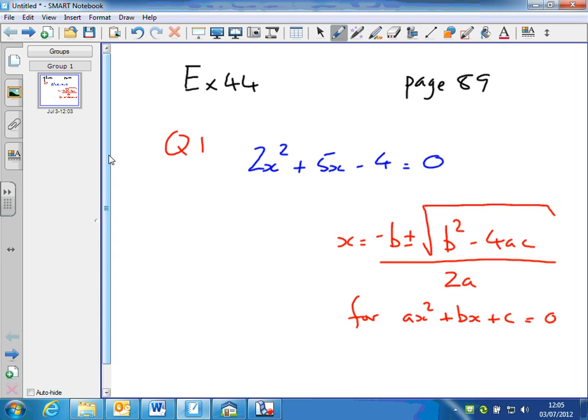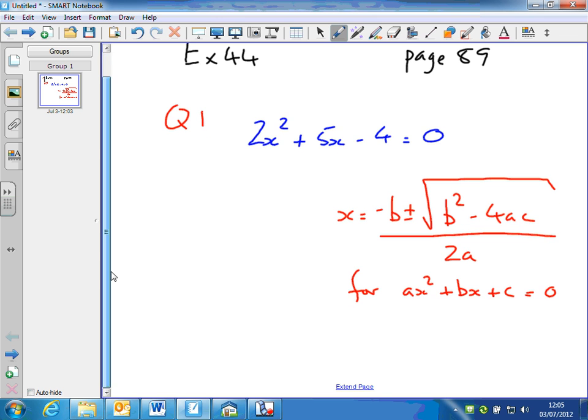Exercise 44, page 89, on using the quadratic formula. Question 1. Solve this quadratic equation: 2x squared plus 5x minus 4 equals 0. To do this, we use the quadratic formula, which is this.